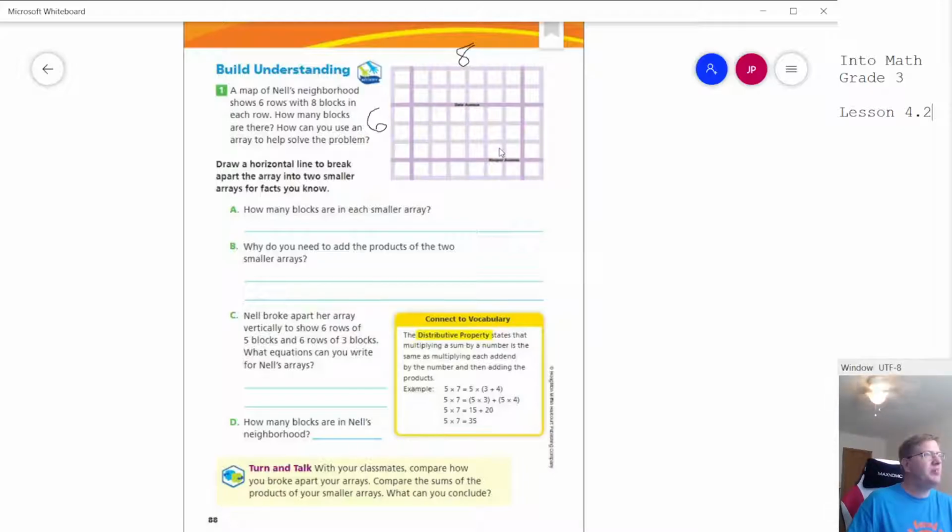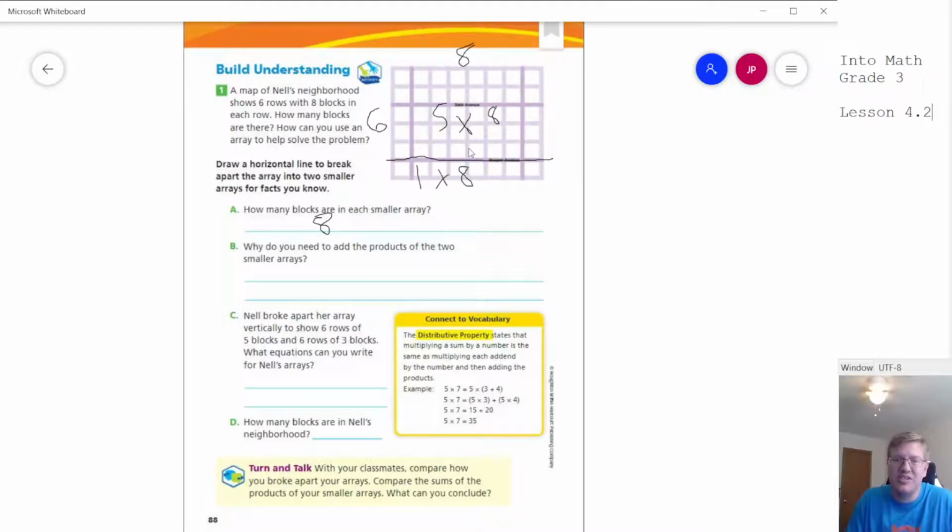So one way that we might try to do that is to take 1, 2, 3, 4, 5 of these and go across. And so we could do 5 times 8 for this part and 1 times 8 for the other part. And so if I do that, how many blocks are in the smaller array? We could get 8. And for our larger section there, we would have 40 squares, and we can skip count by 5.